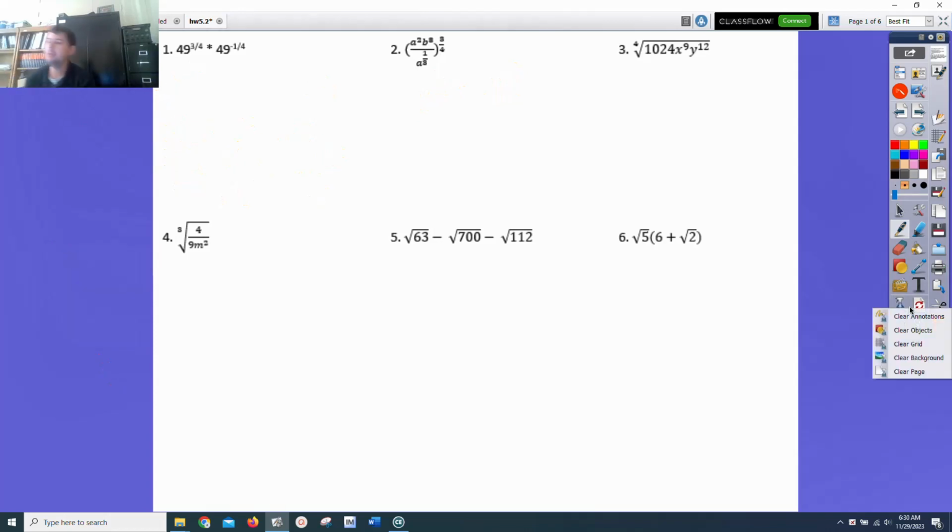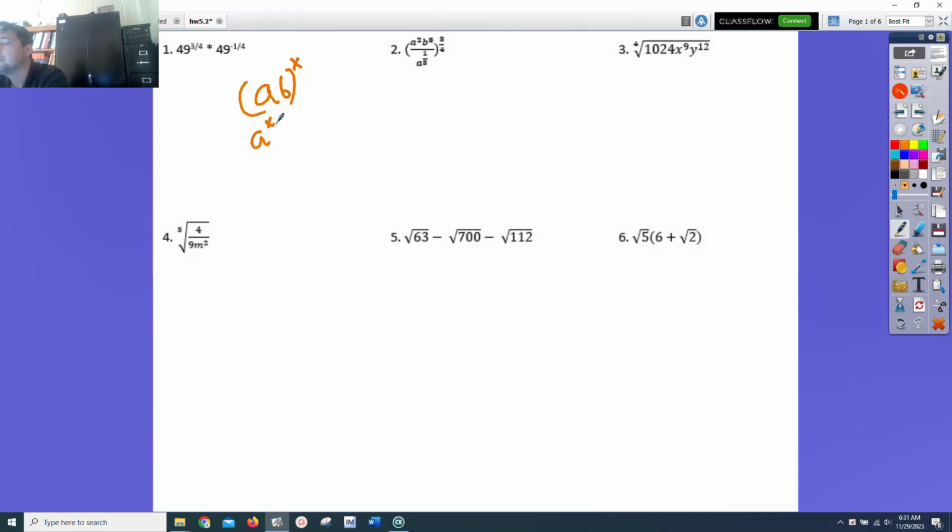All right, number two. In order to do number two, and I'm going to actually do number two, several properties actually go into play here. I'm going to use the property of ab all to the x is a to the x, b to the x. It's actually the first thing I'm going to do. I like to call it the distributive property of exponents. I'm going to distribute that 3/4 in. There's other ways of doing this, but this is what I'm going to do.